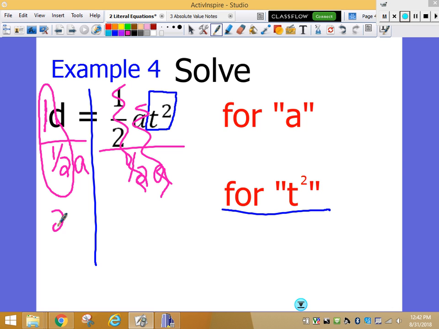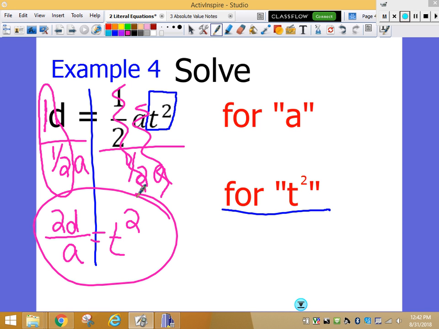And when you divide, you put the answer in the numerator. So I have 2D divided by, and I still have an A down low. And on the right hand side, I'm going to bring down T squared. So T squared is by itself, so this is my answer. T squared equals 2D divided by A.